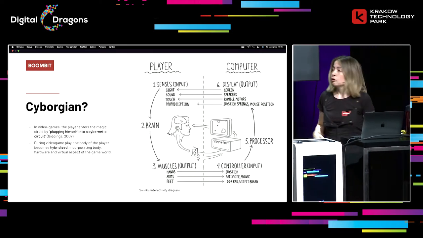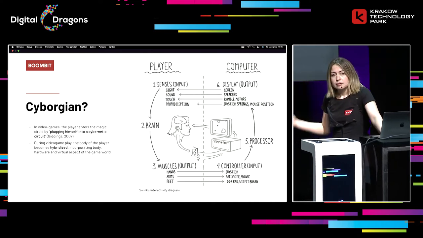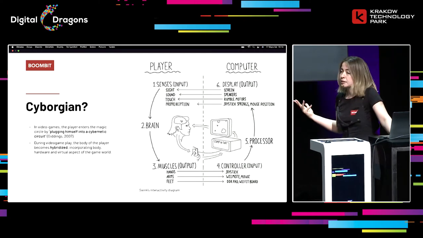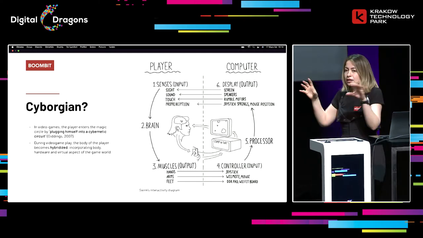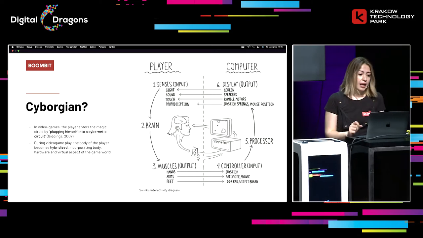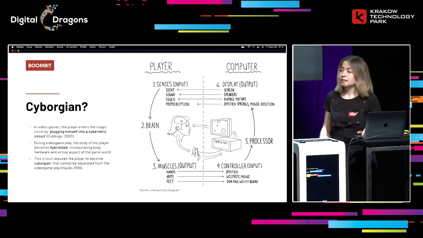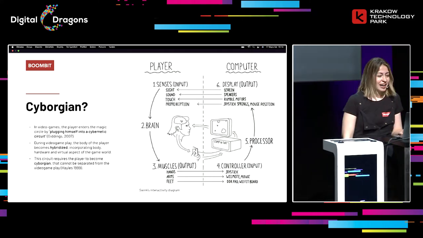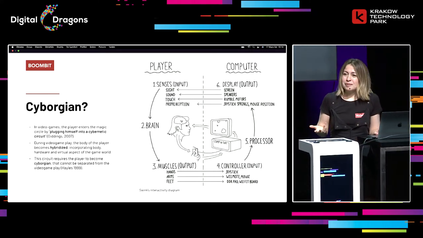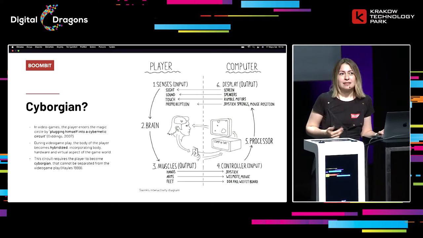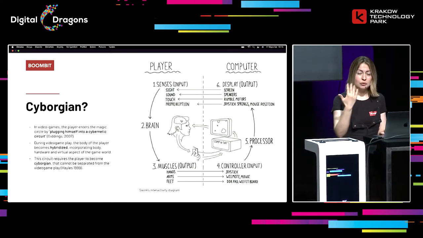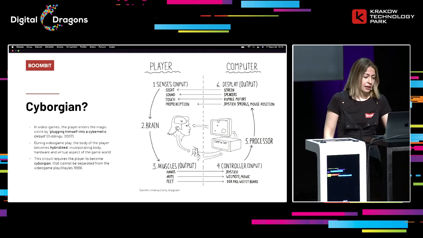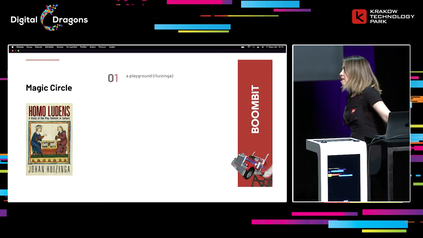And also, in the gameplay, the body of the player and the gameplay become hybridized. So they incorporate hardware, body, and the game world. And this circuit kind of requires the player to become like a cyborg. So we cannot separate them and we cannot say that, okay, if I communicate with the player character, the fourth wall breaks or anything. So what is the magic circle?